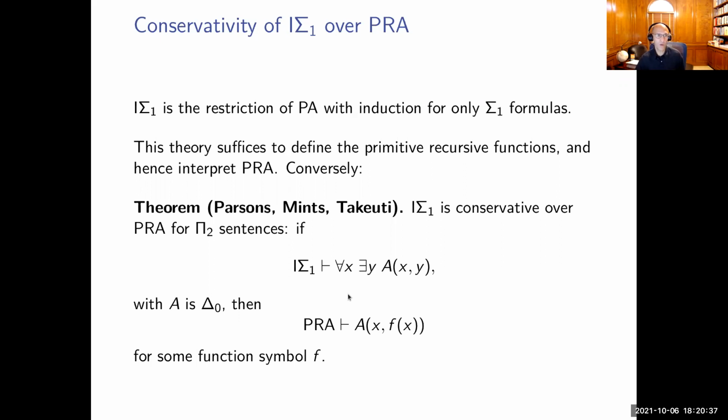If I-sigma-1 proves that for every x there is a y such that A of x, y holds for some delta-naught formula A, then there's an explicit function symbol f such that primitive recursive arithmetic proves that for arbitrary x, A holds of x comma f of x. And so this theorem is due to Parsons, Mints, and Takeuchi independently.